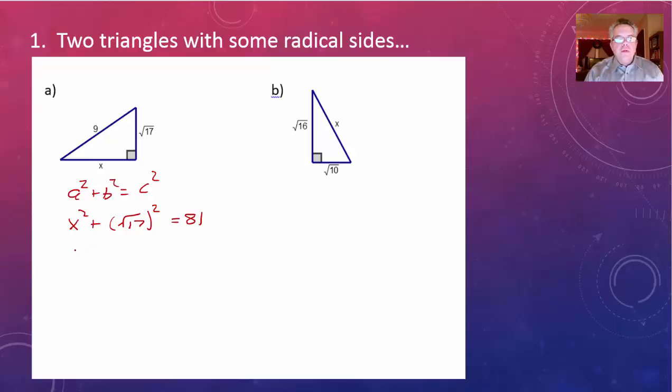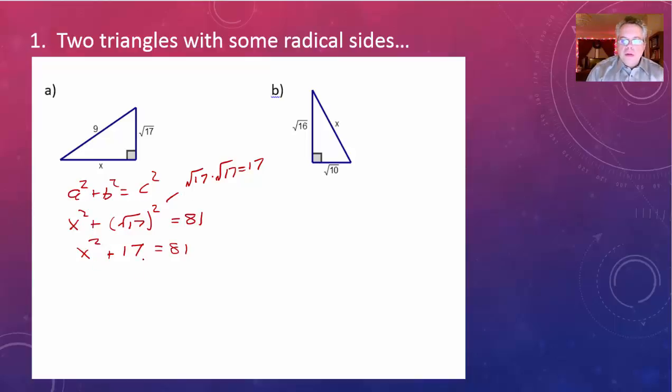Now, let's simplify a little bit. We have x squared plus square root of 17 squared. That's the square root of 17 times the square root of 17. That's just 17, equals 81. Why? Because square root of 17 times square root of 17 is 17. That's what square root of 17 is: the number you multiply by itself to get 17.